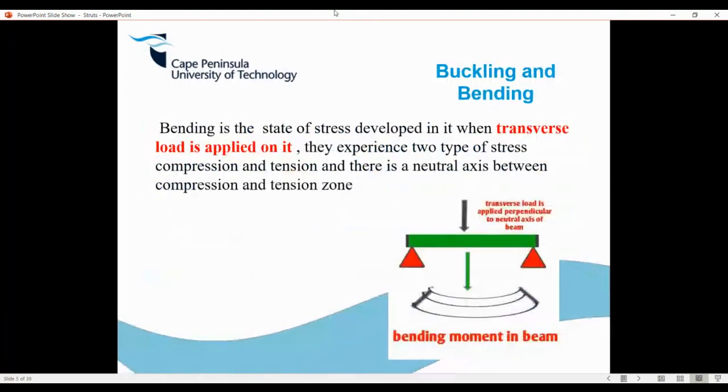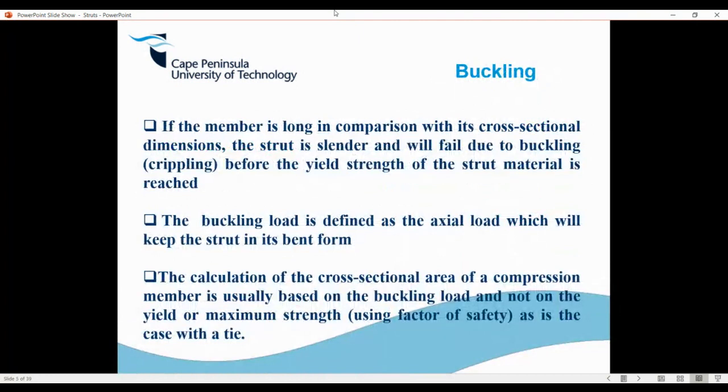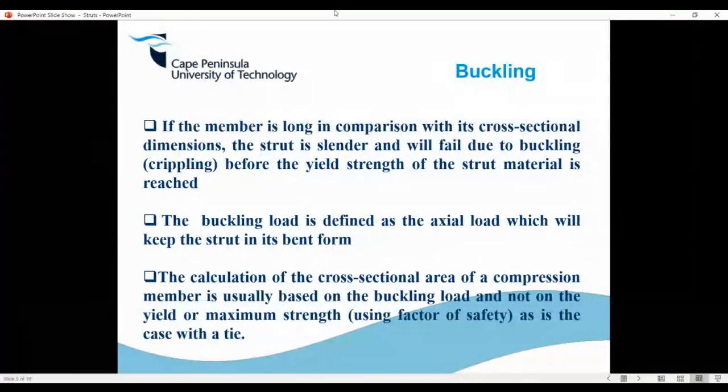Again, this is from the previous lecture slides, and it says if the member is long in comparison with its cross-sectional area, we call that slender, and it will be prone to buckling. Another word for buckling is also crippling before the yield. So I just want to talk about that.